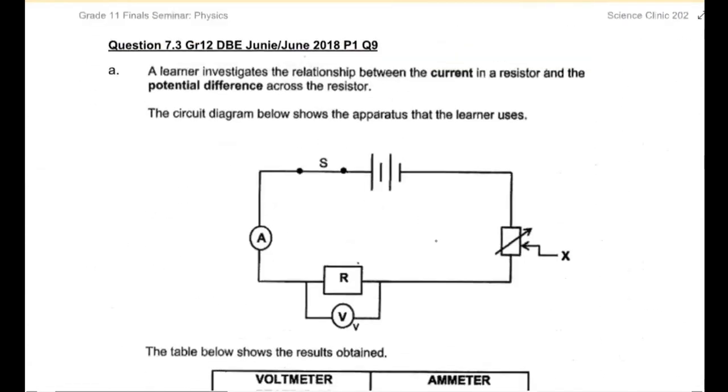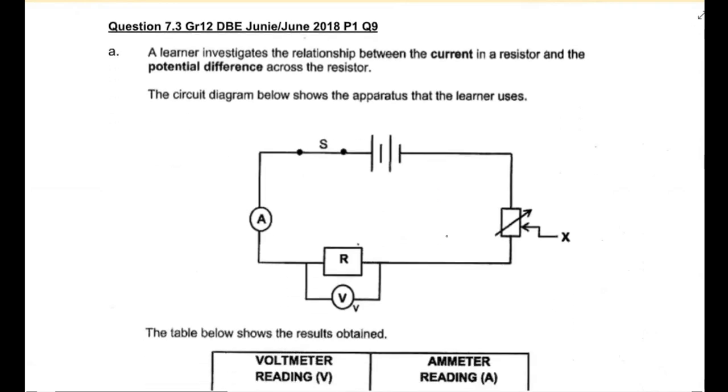Here we go. Let's look at the question, everybody. Sorry, the DBE guys, you're going to notice that everything I have on the screen, you're 1 question behind. So if you've got the DBE revision notes and questions, yours will be 6.3 and the IEB will be 7.3. So let's look here at what this person has done in this investigation. A learner investigates the relationship between the current and the potential difference.